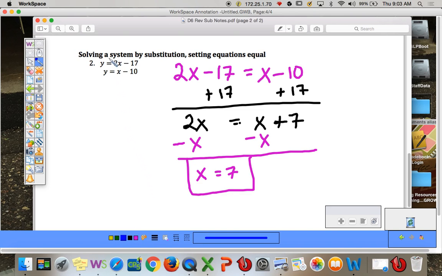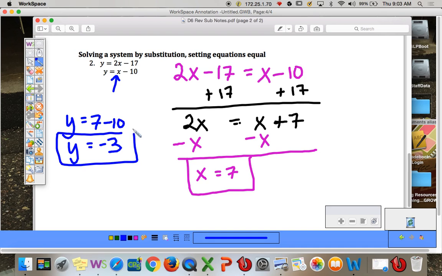So I need the y value. So you can pick either equation and plug in. I'm just going to pick this second equation. We have y equals 7 minus 10. And I get y equals negative 3. So these two lines, they do cross, and they cross at the point (7, negative 3).